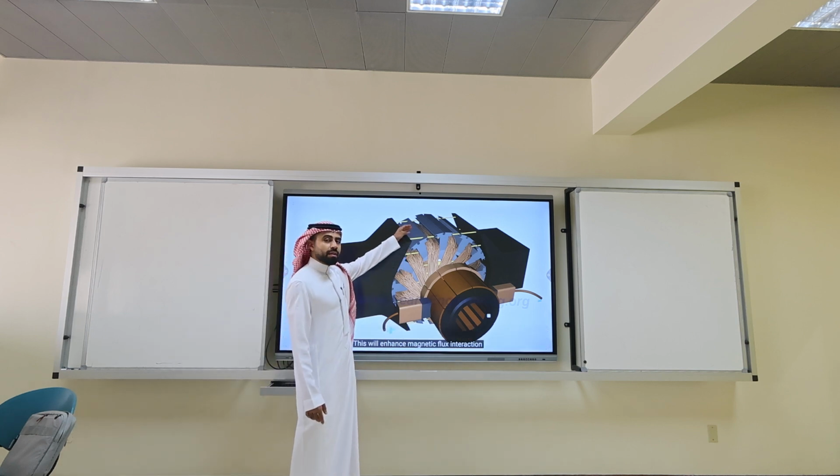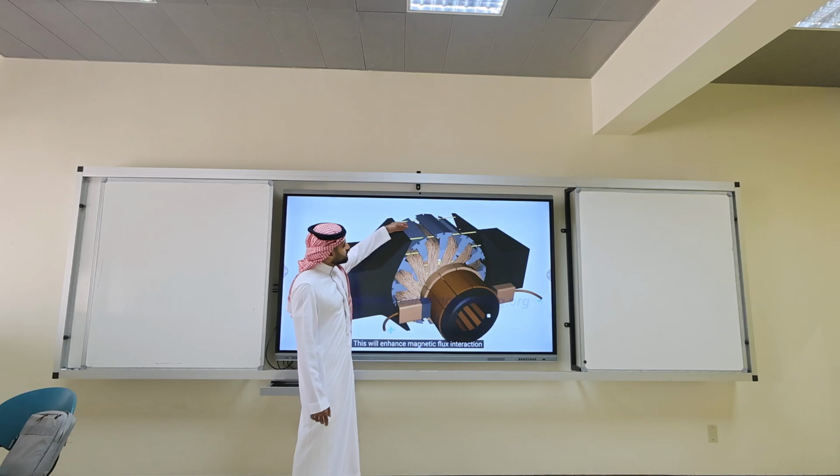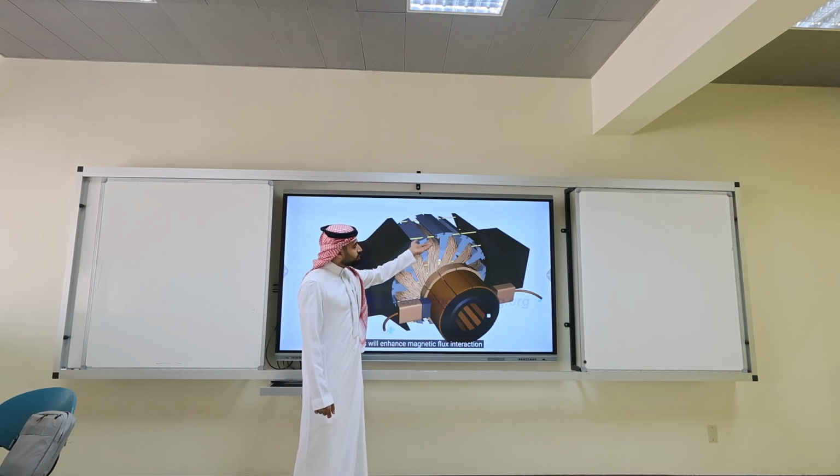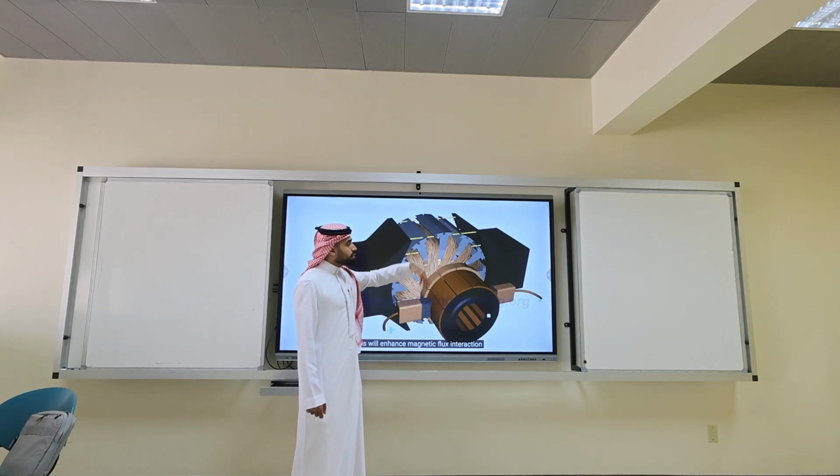First of all, remember lamination? Why are they laminated? This is the core. It's like the core. Why are they laminated? Eddy current. Okay. The slots, these grooves, why do we have them? The current flows through, to enhance the magnetic flux plus give it stability.